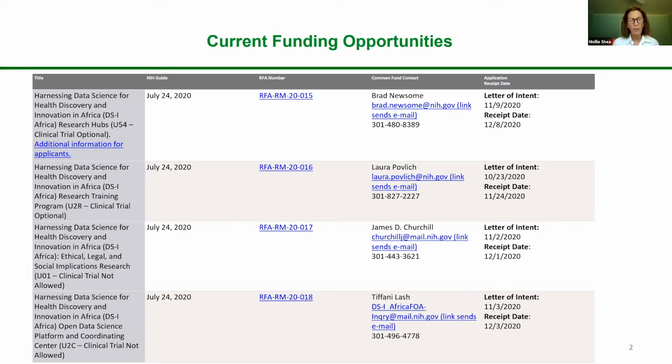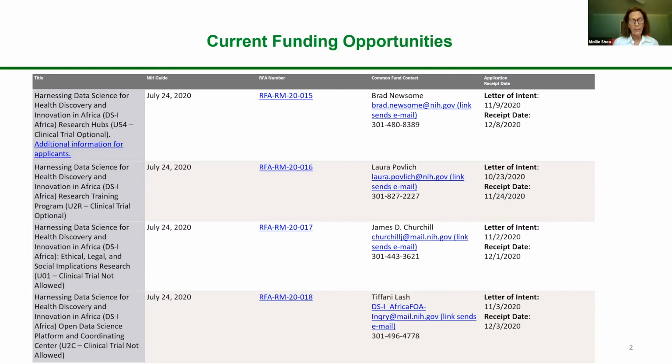You can see by the description, a U54 can include a spectrum of activities focusing on specific disease areas or biomedical problems. The second RFA is number 20-016, which is a U2R mechanism for International Research Training Cooperative Agreement. This mechanism is used to support research training programs for both the U.S. and foreign professional and students to strengthen global health.